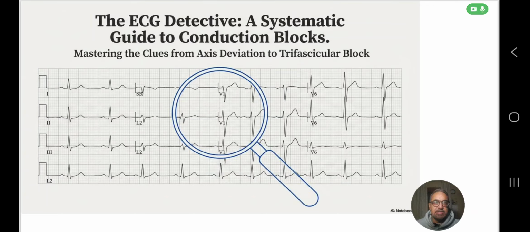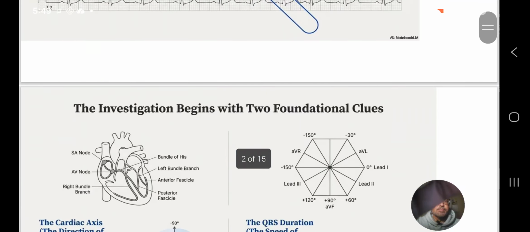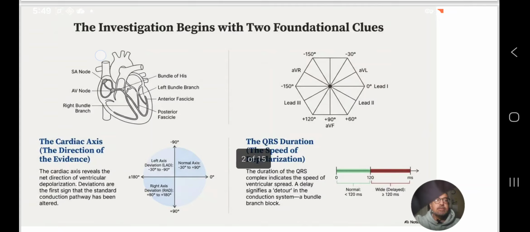Hello, today we're discussing a systematic guide to conduction blocks. There are a couple of foundational clues we should start with. The first is the cardiac axis, which way is the electricity flowing in the heart. And for this, we need to examine a couple of leads.